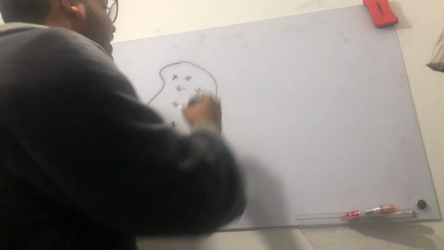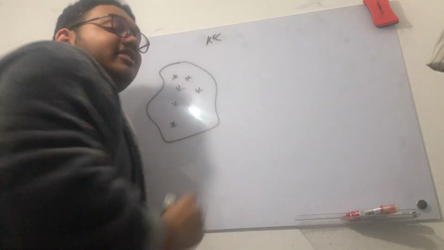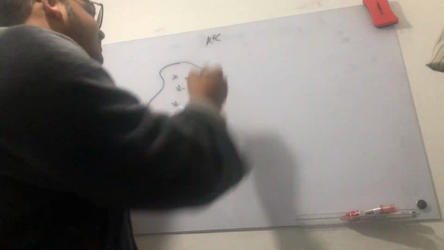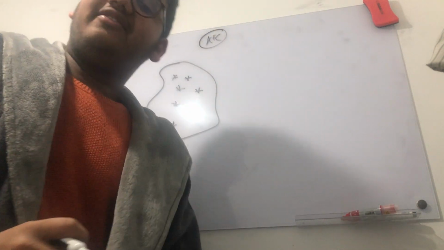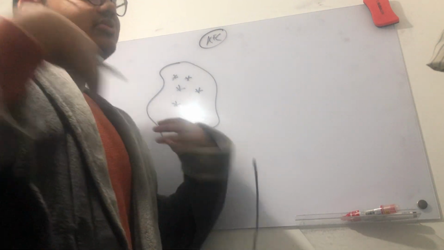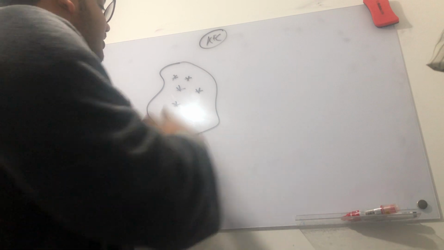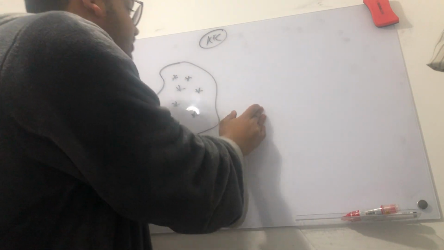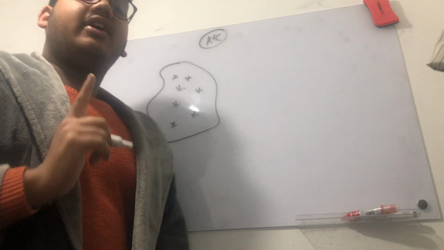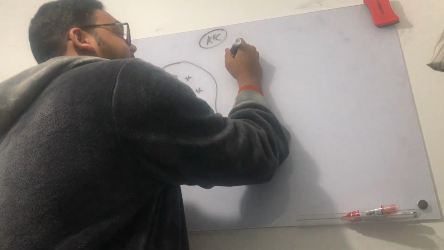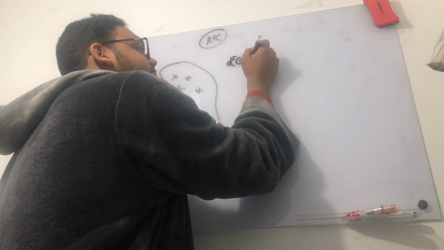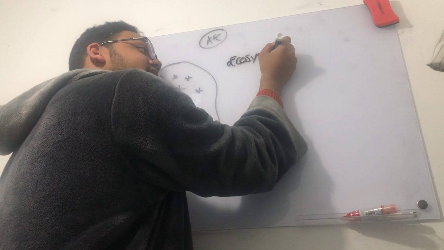Let's say KFC created this ecosystem. Let's say that KFC needed to populate a bunch of chickens to make fried chicken, and this is effectively their ecosystem. Now, this is the first definition that you'll need to know: ecosystem. What is an ecosystem?